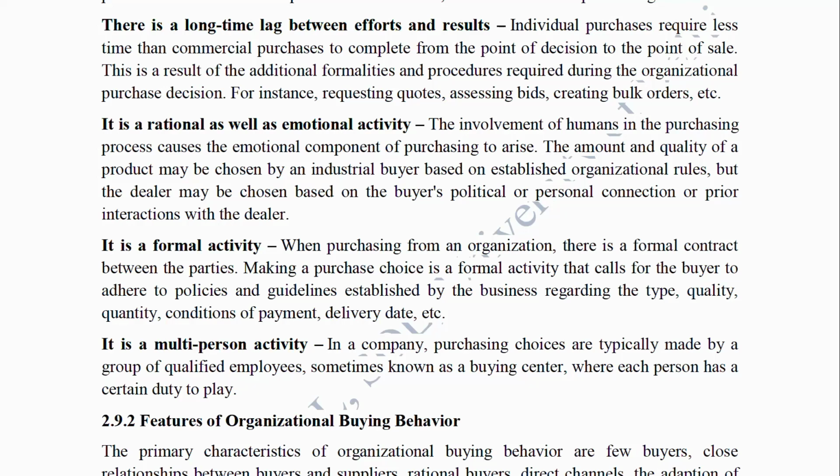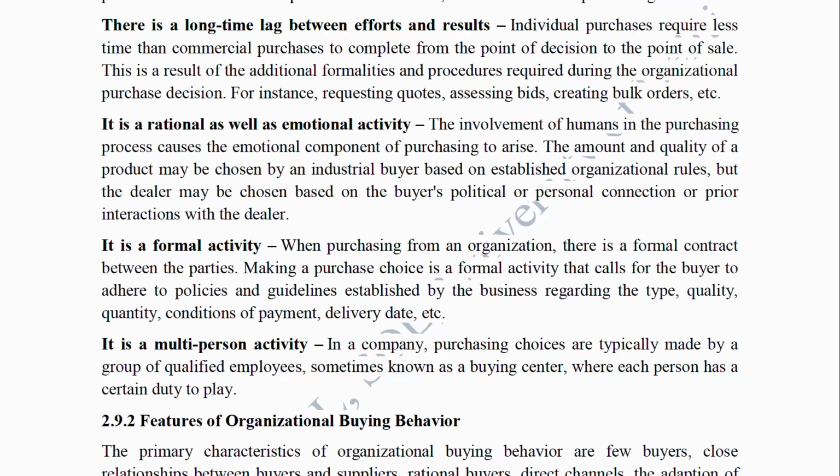It is a formal activity. When purchasing from an organization, there is a formal contract between the parties. Making a purchase choice is a formal activity that calls for the buyer to adhere to policies and guidelines established by the business regarding the type, quality, quantity, conditions of payment, delivery date, etc.